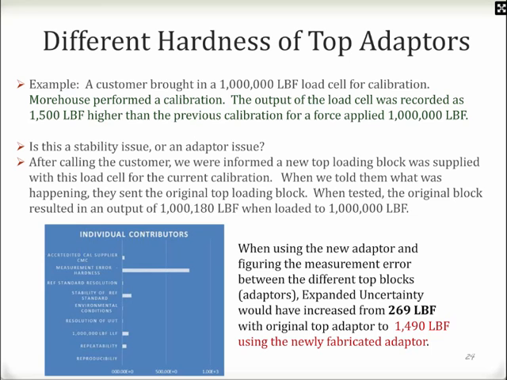So we found ourselves asking some questions, particularly, is this a stability issue? Is the load cell bad? Did the meter go bad? Or is this an adapter issue? So we did our checks with simulators and everything else and decided the best thing to do right now is call the customer. Called the customer. They informed us about 6 months ago they changed top adapters. I said, oh, really?